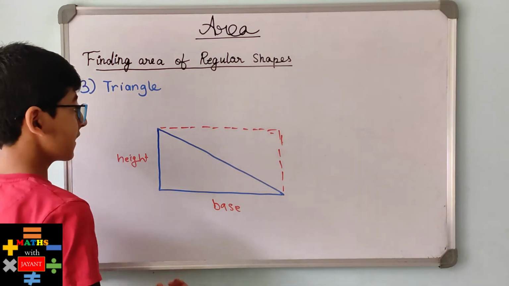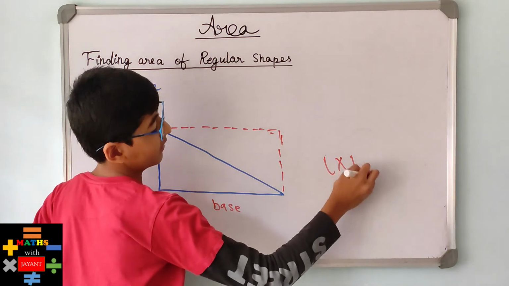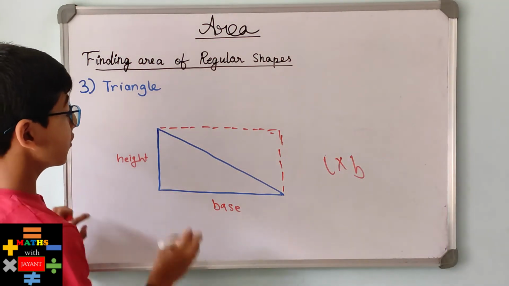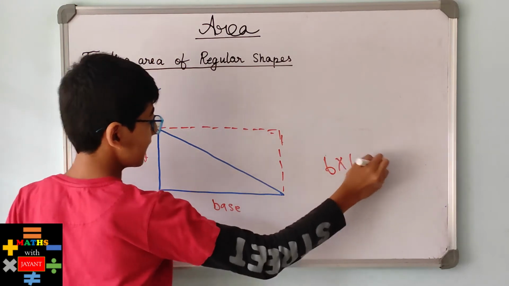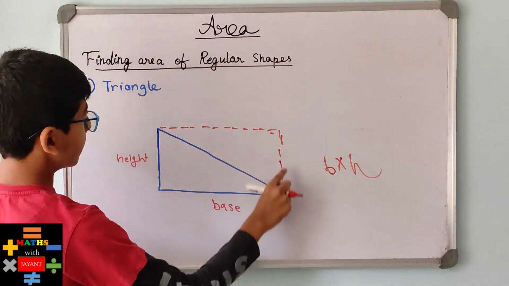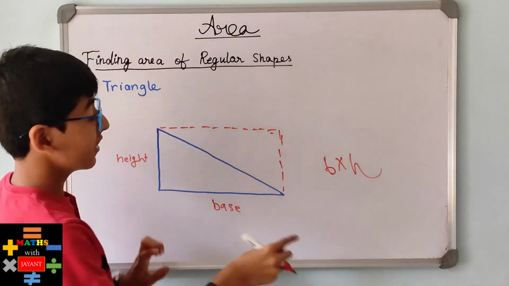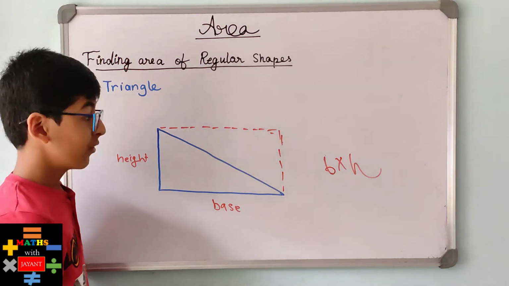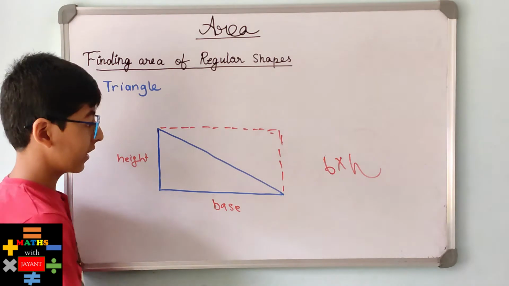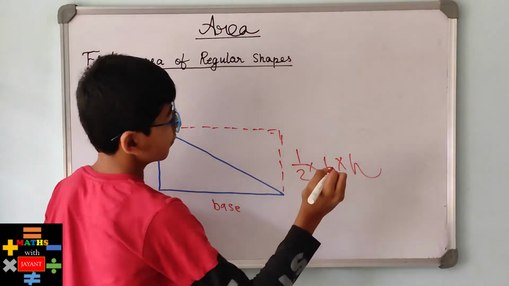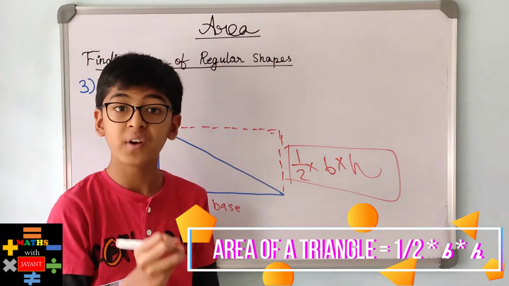We see that a rectangle's area is length into breadth, and over here for a triangle we are using base into height. So if we do base into height, we will get the area of this rectangle. But we want the area of this triangle. You see, this triangle is half of the rectangle. So the area of the triangle will also be half of the area of the rectangle. So we have half of base into height, and this is the formula for finding the area of any triangle.